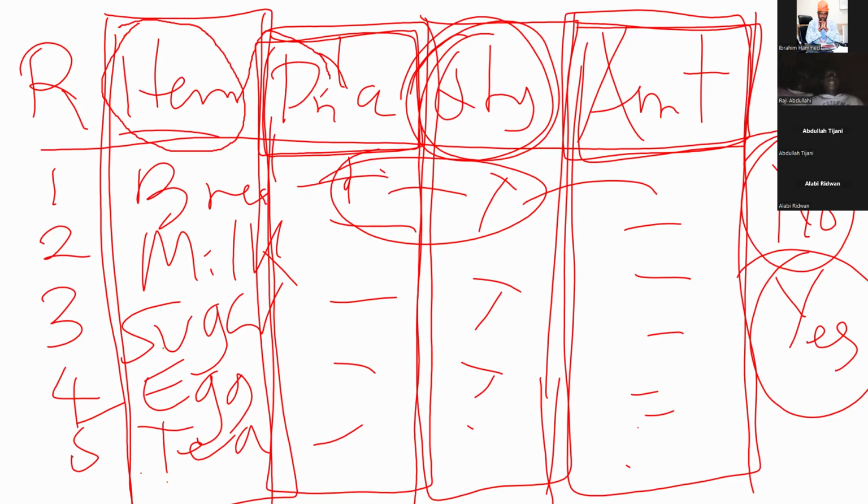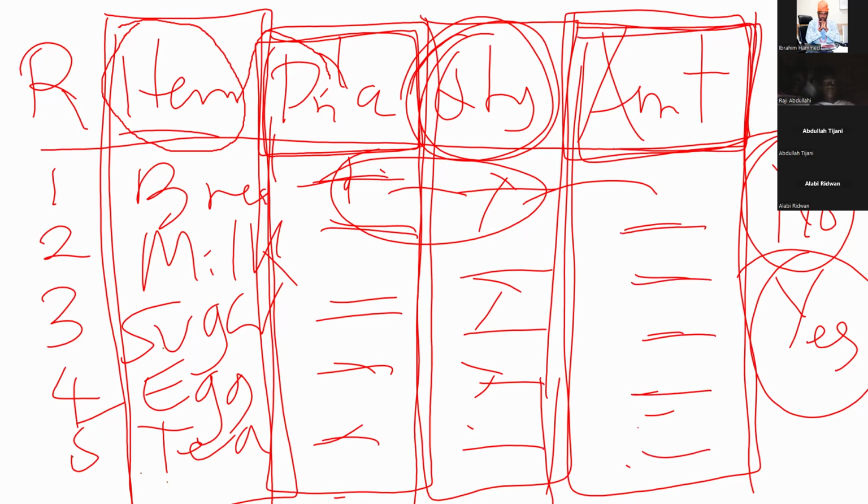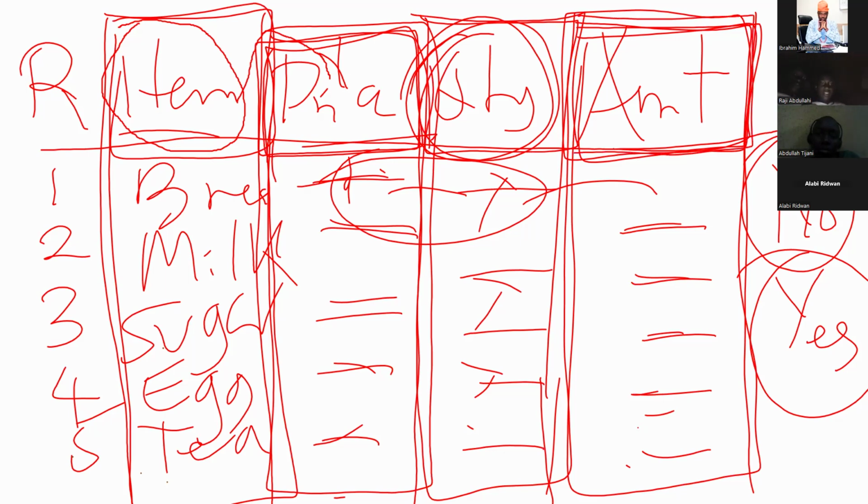So we will use list to represent item. Price is a list of some numbers. Quantity is also a list of some numbers. Amount is a list of some numbers. So if you have bought 4 items or 5 items, there will be 5 elements in items. There will be 5 elements in price. There will be 5 elements in quantity. And there should be 5 elements in amount.